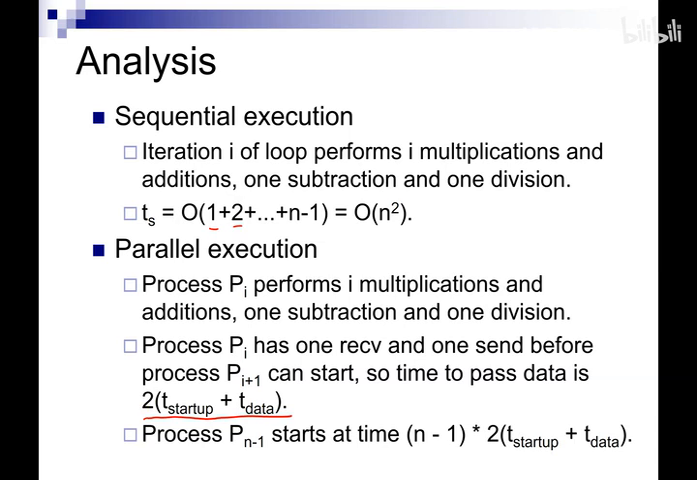The third process needs to start this amount of time plus when P2 started. So P2 is going to start at this time, P3 is going to start at 2 times this time, and then P4 is going to start at 3 times this time, because P4 can only start after P3 starts, and P3 starts at 2 times this time. So in general, P of m minus 1 is going to start at m minus 1 times this time.